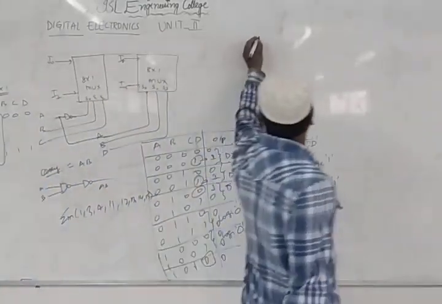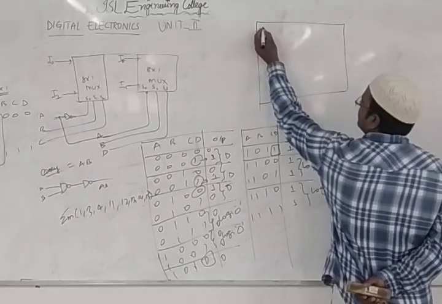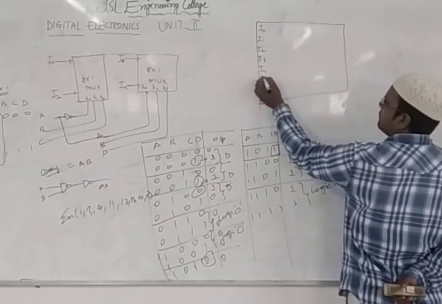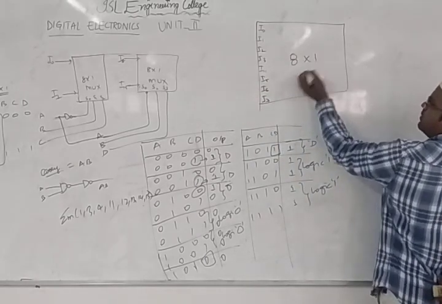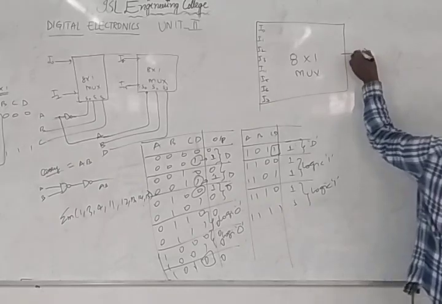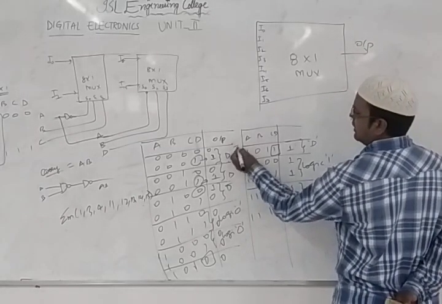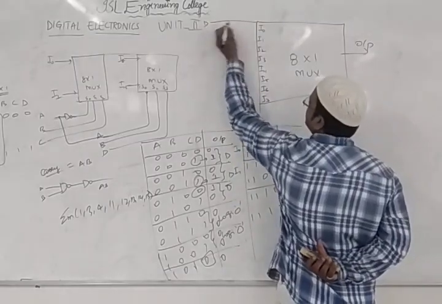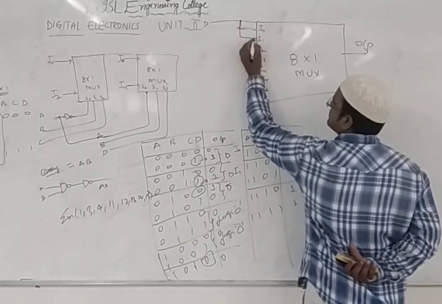In that, I'll take all the 8 input values: I0, I1, I2, I3, I4, I5, I6 and I7. So this is my 8:1 mux. The output would be only a single one. Now this is my I0, I1. So I0 and I1 should have D. So this is D. This is your I0, this is your I1, right?